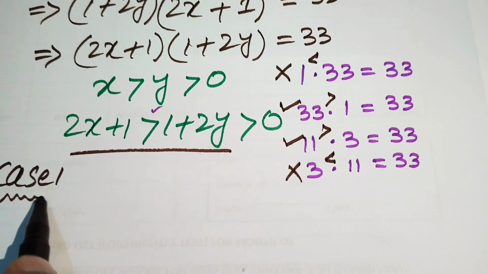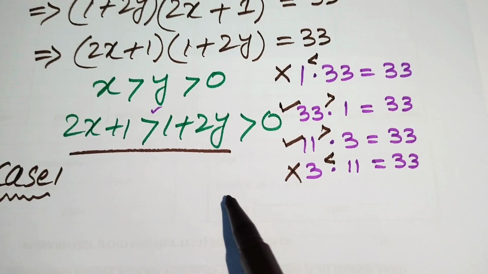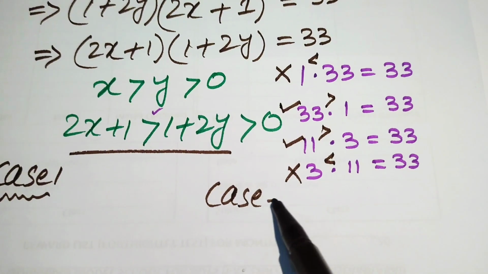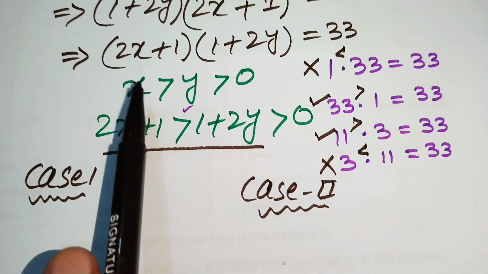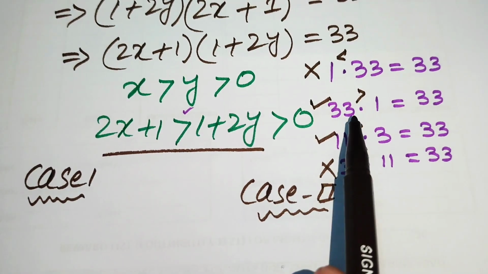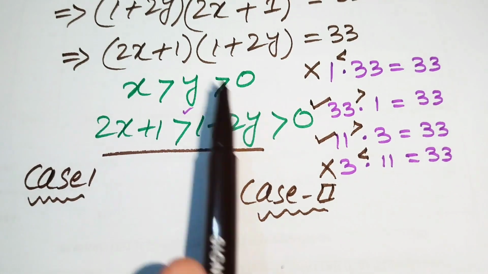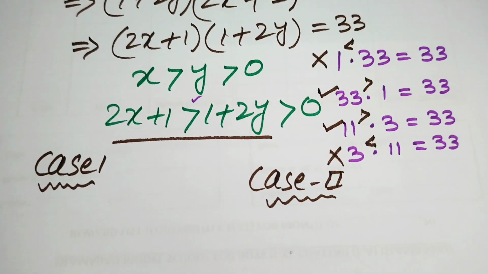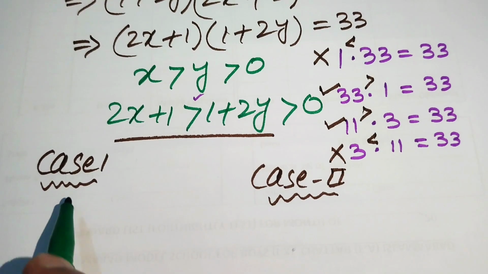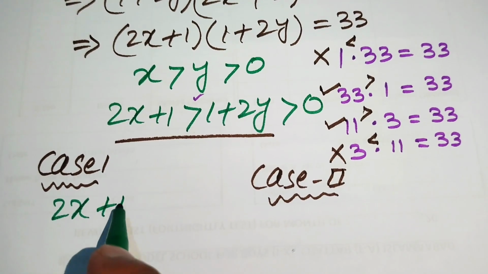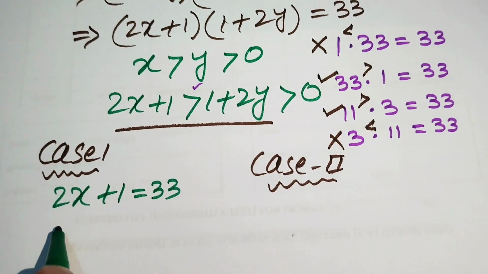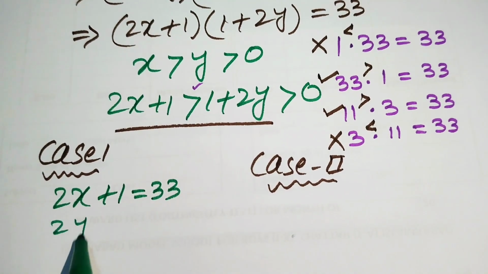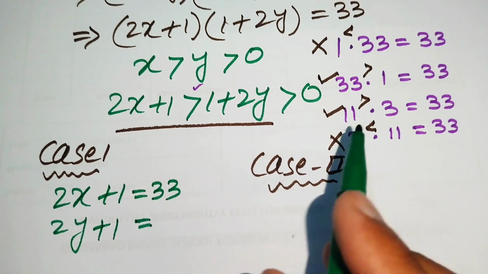First we write case number 1, and here we write case number 2. In case number 1, we compare the left hand side with these two values, and in the second case we compare the left hand side with these two values. When you compare the left hand side with these two values, it is written as 2x plus 1 equals 33, and 2y plus 1 equals 1.